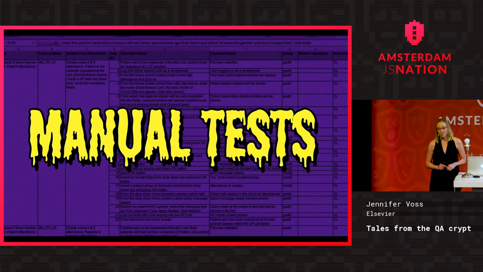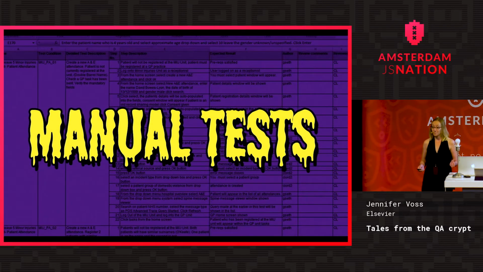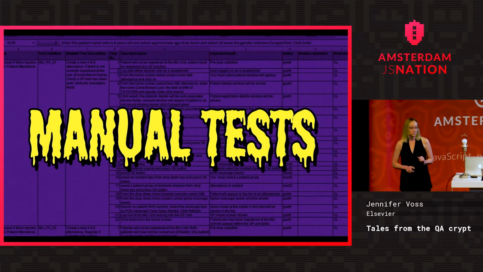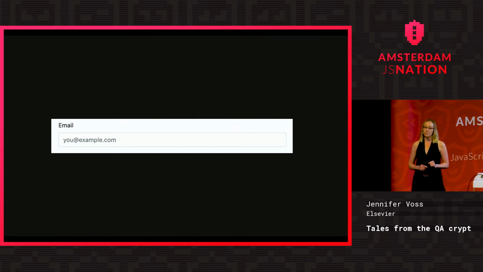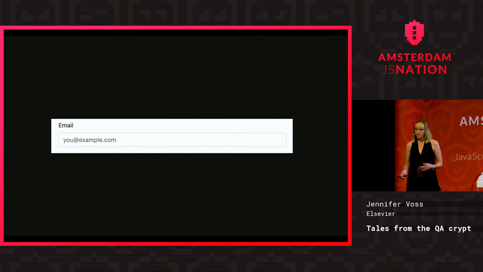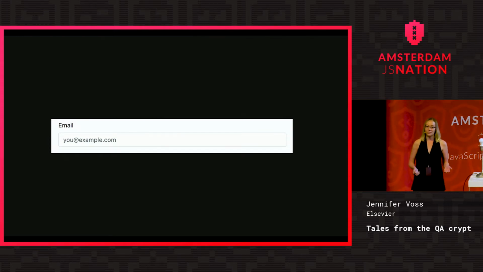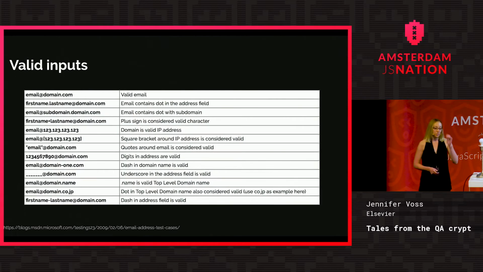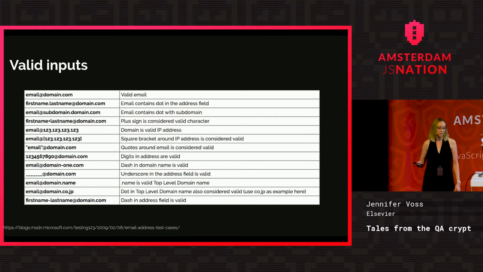So our first story that we're going to cover is manual testing. Let's take this example of an email address input. Most of us have this on our site somewhere for login or sign up. And if you want to test this in end-to-end testing, what you would have to do if you were doing this manually is enter each one of these things to make sure that you can enter a valid email address every single time. So there's about 13 different lines here.